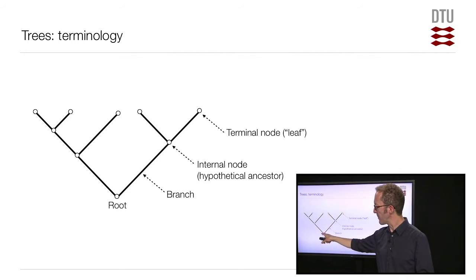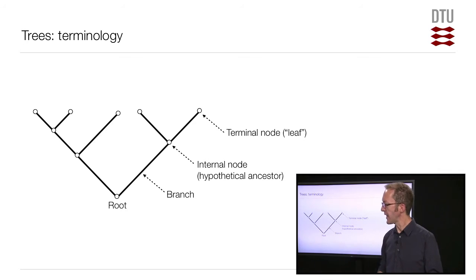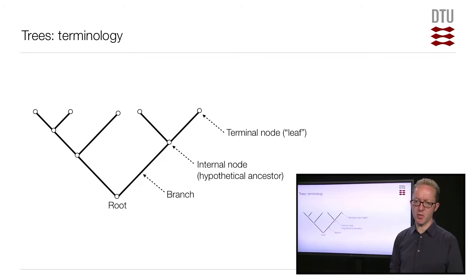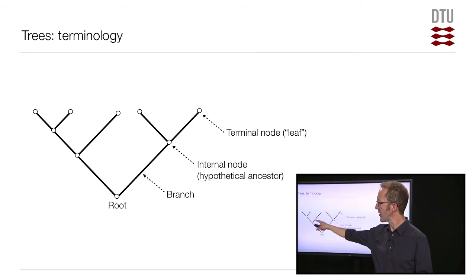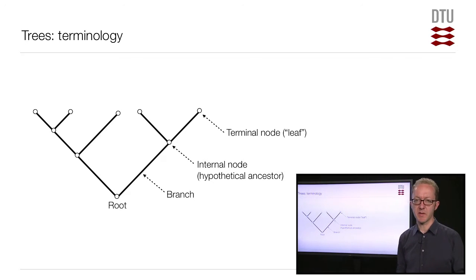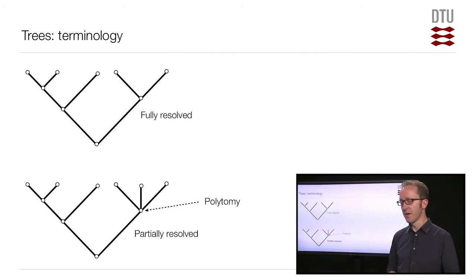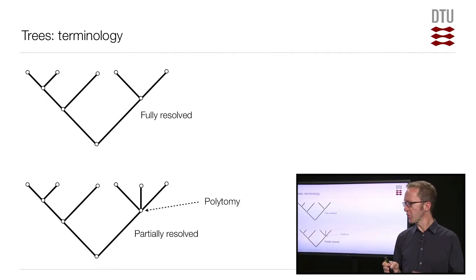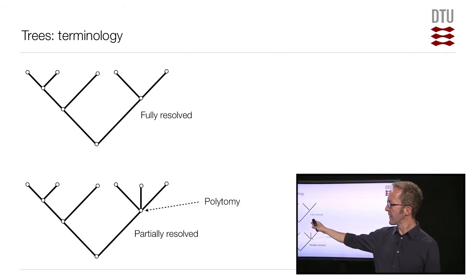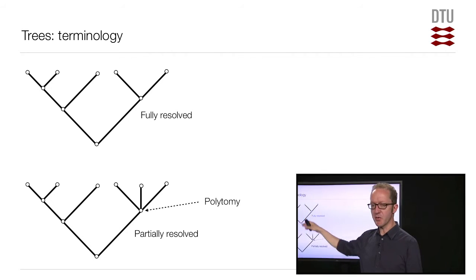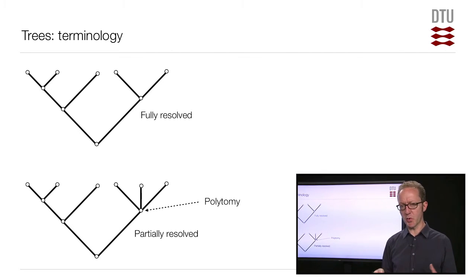The node at the bottom of the tree, the most ancient internal node, is called the root. This is the ancestor of every single individual, every single organism in the tree. When we look at trees, we typically think of them in this shape that I've shown at the top of this slide. This is what we call a fully resolved or bifurcating tree. This tree, for every internal node, has two branches going out.